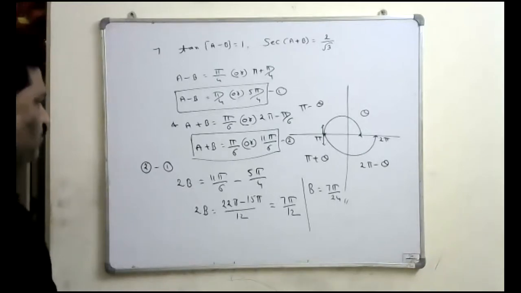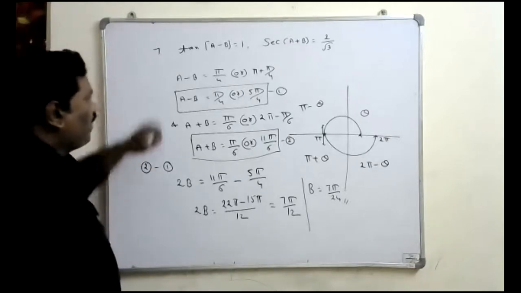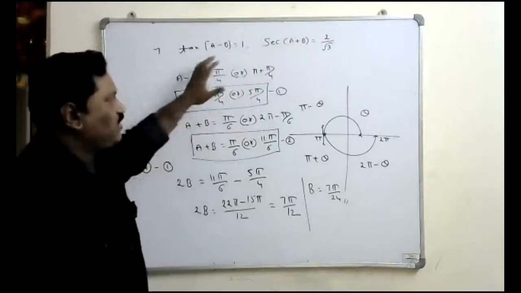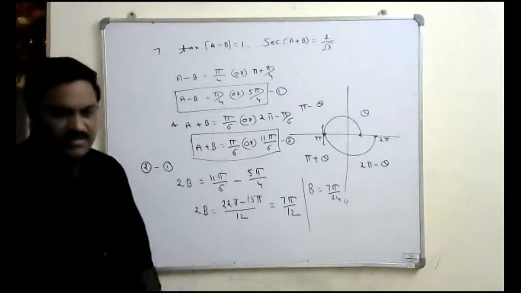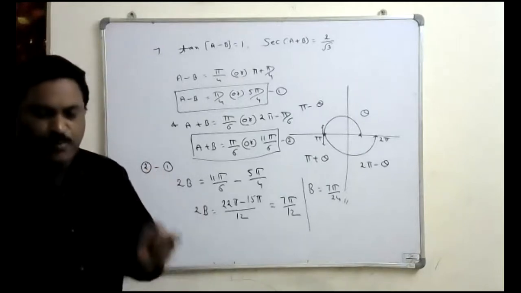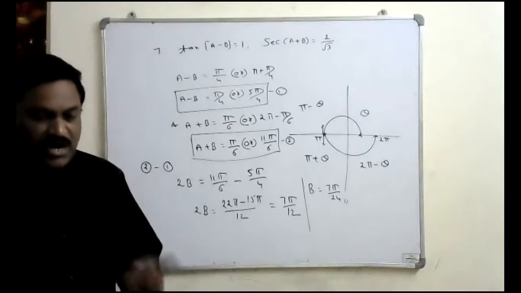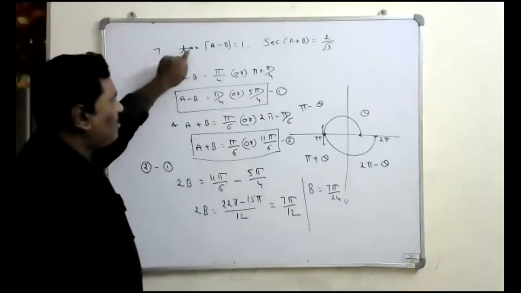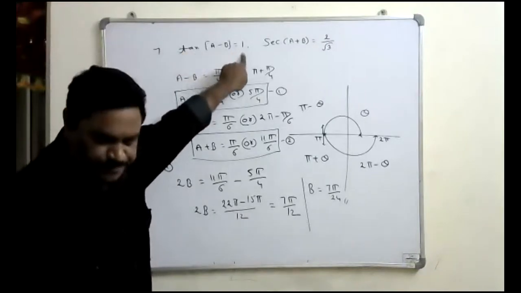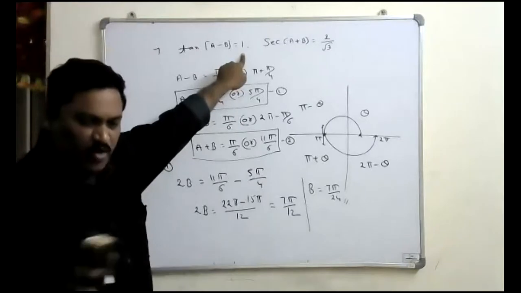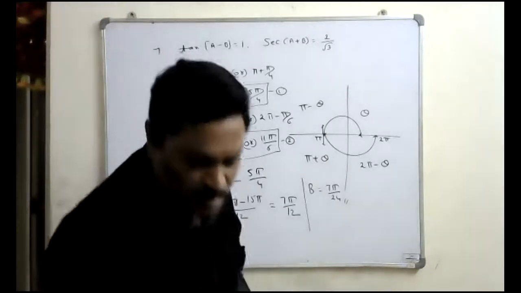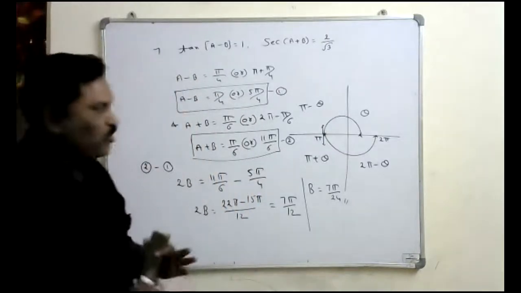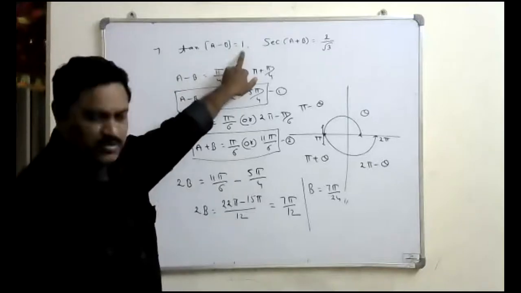So once again observe this problem. They have given two equations like this. From these two equations, we have to find the value of a and b. Then you should find the smallest positive value of b. To find that, since they have given that tan of a minus b is equal to 1, we know that tan will give 1 when a minus b is equal to 45 degrees. 45 degrees is pi by 4, right?